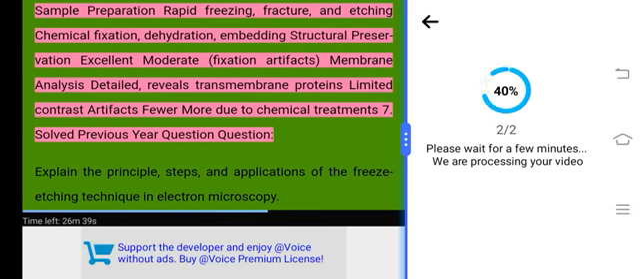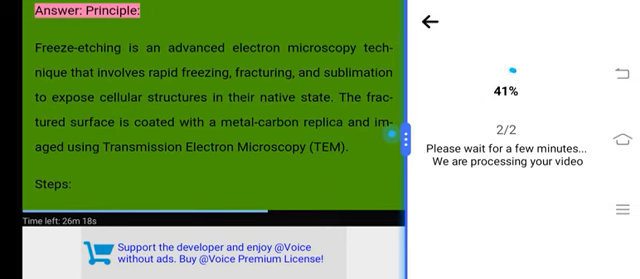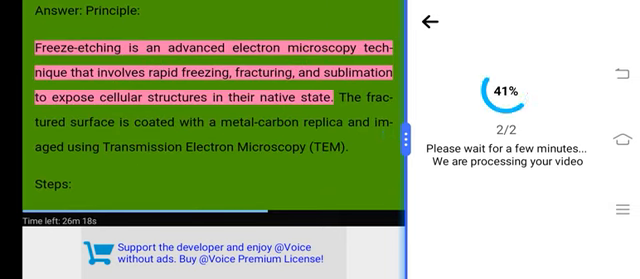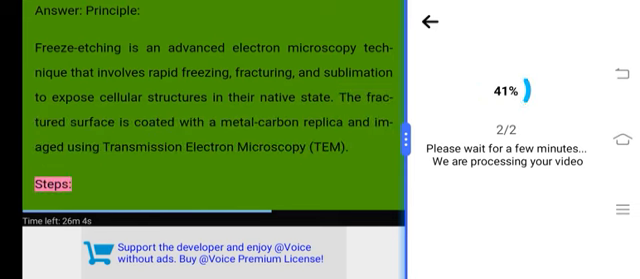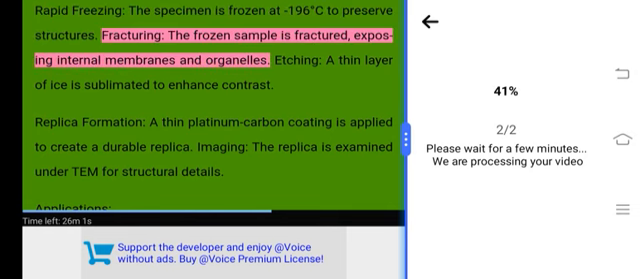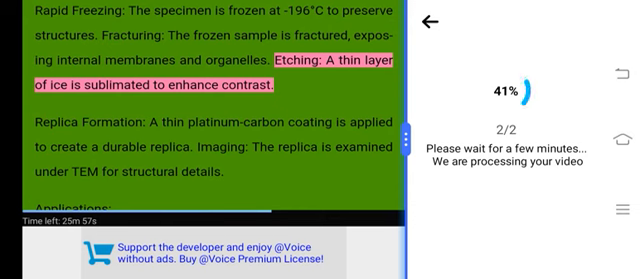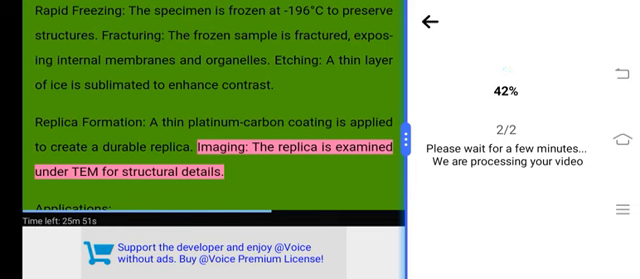7. Solved previous year question. Explain the principle, steps, and applications of the freeze etching technique in electron microscopy. Answer. Principle. Freeze etching is an advanced electron microscopy technique that involves rapid freezing, fracturing, and sublimation to expose cellular structures in their native state. The fractured surface is coated with a metal carbon replica and imaged using transmission electron microscopy (TEM). Steps. Rapid freezing. The specimen is frozen at -196 degrees Celsius to preserve structures. Fracturing. The frozen sample is fractured, exposing internal membranes and organelles. Etching. A thin layer of ice is sublimated to enhance contrast. Replica formation. A thin platinum carbon coating is applied to create a durable replica. Imaging. The replica is examined under TEM for structural details.